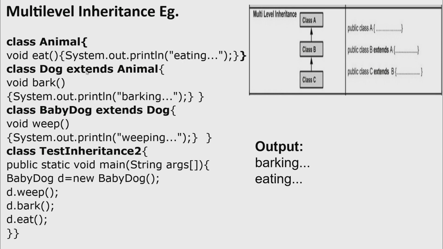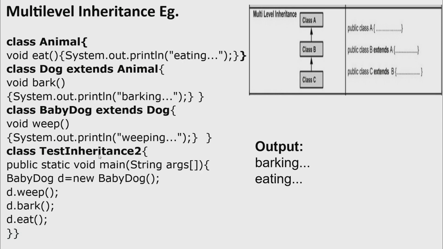Baby dog is extended from the dog class. The baby dog contains the properties of both the animal class as well as the dog class. That is, the baby dog could eat as well as bark. Apart from that, it has its own method, its own behavior called weep. Here I have printed weeping.